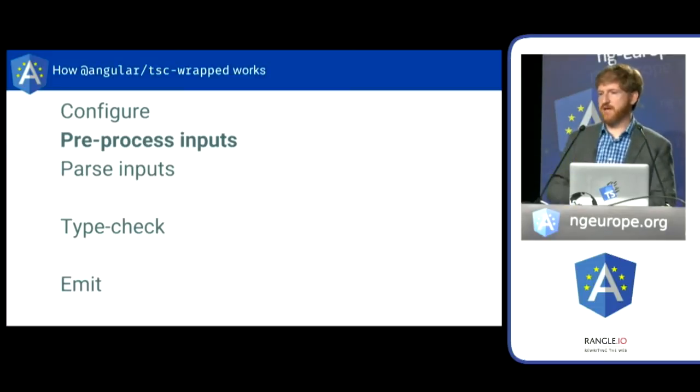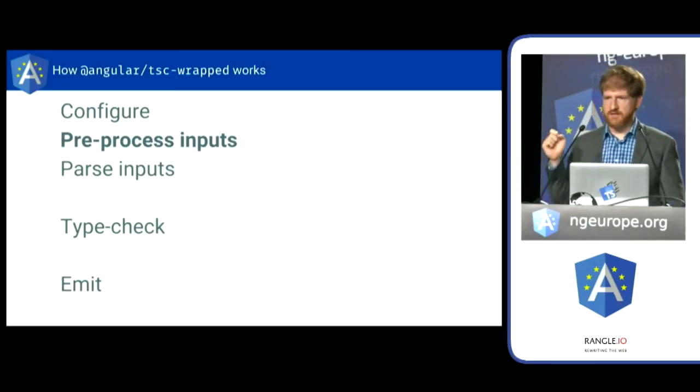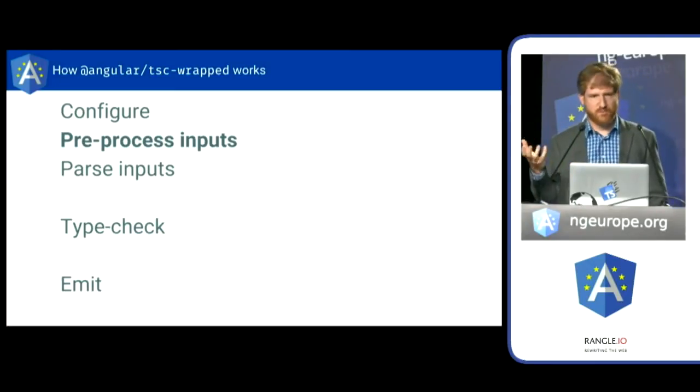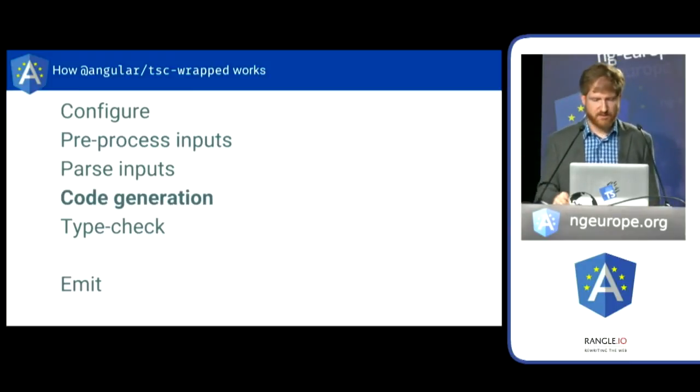So we've created a package called @angular/tsc-wrapped, which is internal to ngc. You don't need to install this package. But the idea here is simply to add extension points into TypeScript. The first one is pre-processing. So right before inputs are read off of the disk into the TypeScript compiler, we can change them in some way. And I'll talk about how we use this in a few minutes.